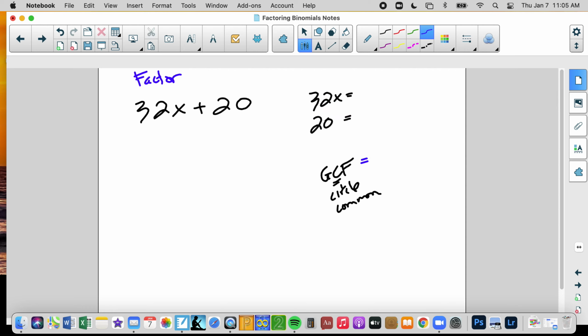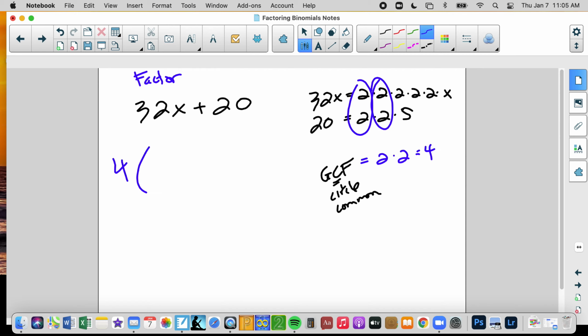All right, so let's look at this example. We have 32x and we have 20. 32 is 2 times 2 times 2 times x. 20 is 2 times 2 times 5. What do they have in common? They have a 2. They have another 2 in common. So their GCF is 4. When I take that 4 out, I'm left with 8x plus 5. This is a positive 5. That's why that sign is positive.